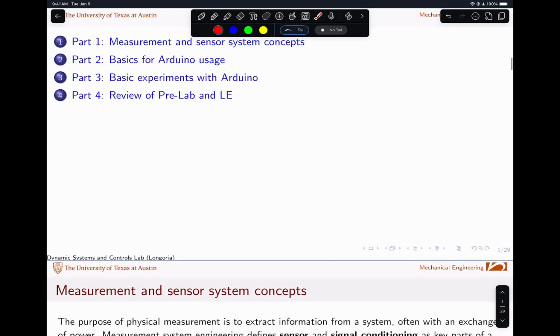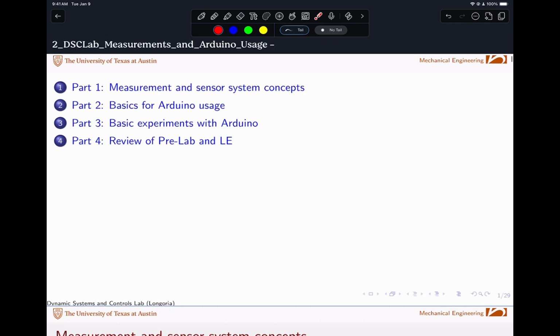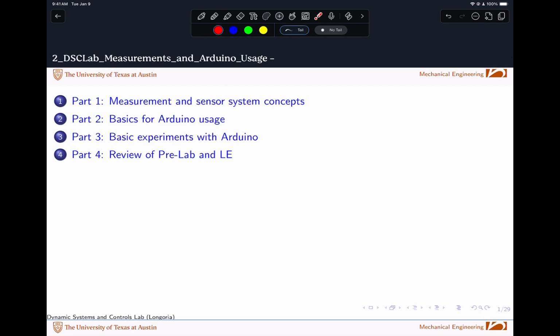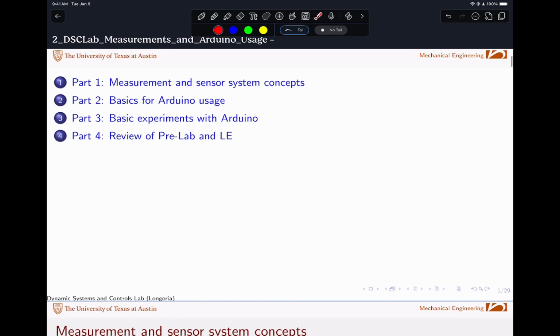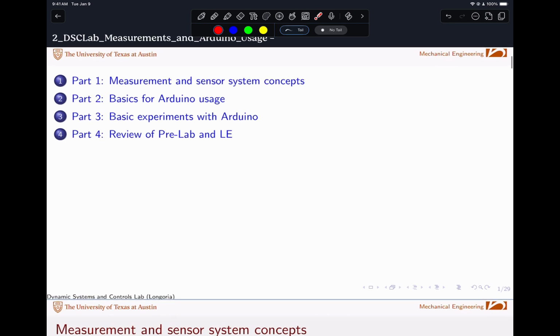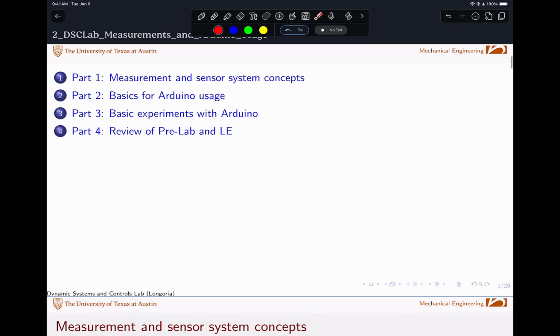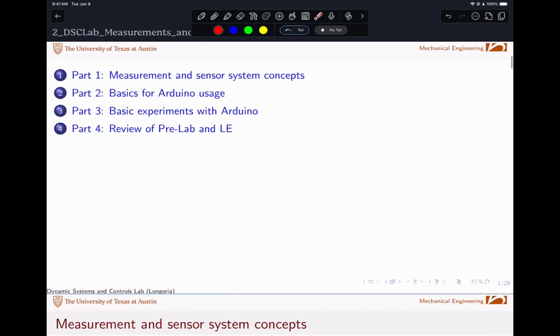This lecture is one of four related to an introductory lab in dynamic systems and controls on introducing Arduino usage. And it's understood that many of you may have used Arduino in the past. So really this is just a quick introduction to how we used Arduino in this lab course, but also discussing how it fills the need for introducing measurement and sensor usage.